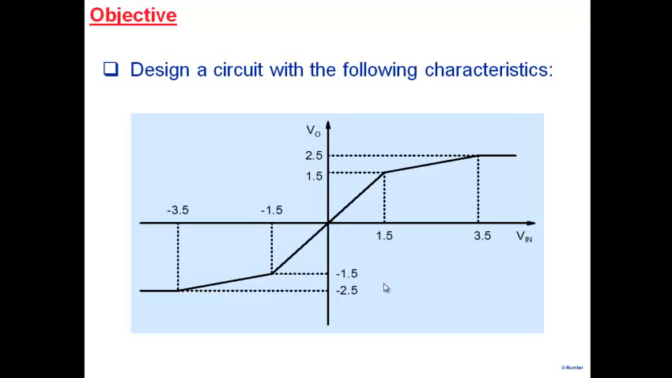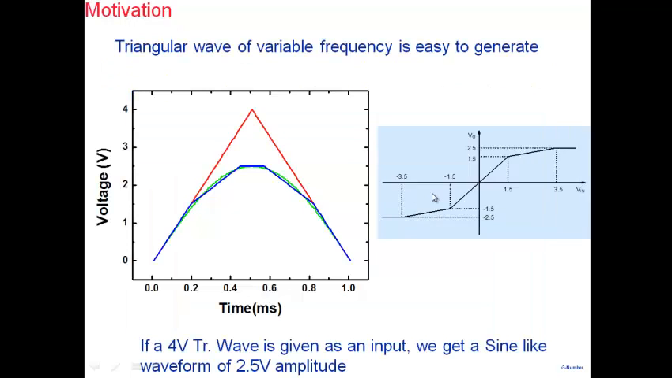So the objective in this particular experiment is to design a circuit which has the following characteristics. This is the output voltage here and an input voltage here. So the idea is that given any input voltage, the output would follow the form that you see over here. You can see that the behavior in this quadrant is basically the same as in this quadrant. And the motivation for building a circuit with this kind of characteristic is as follows.